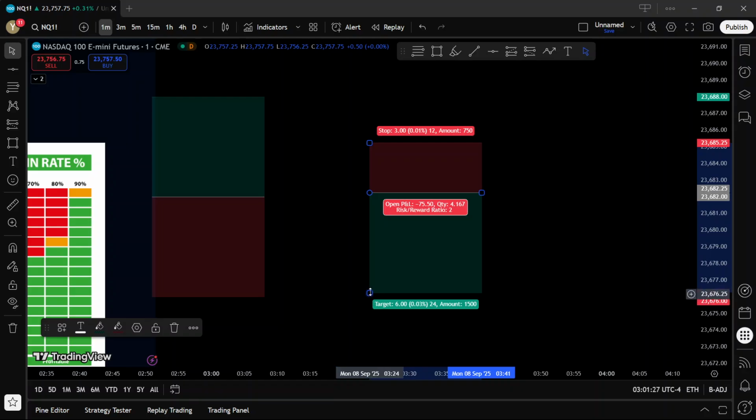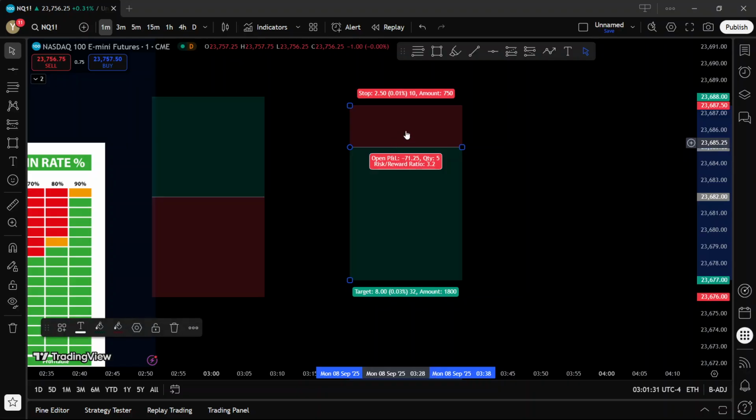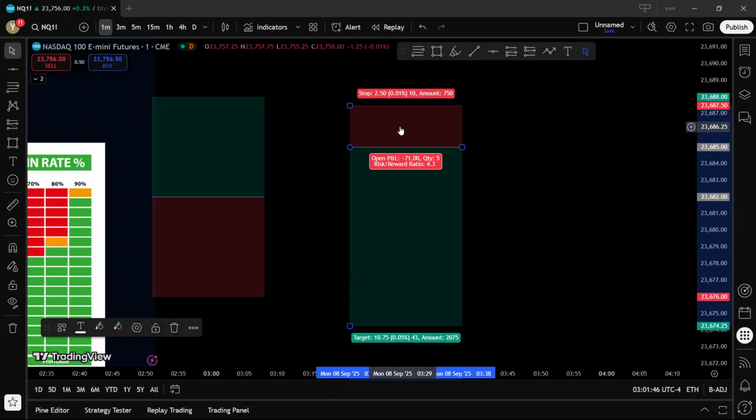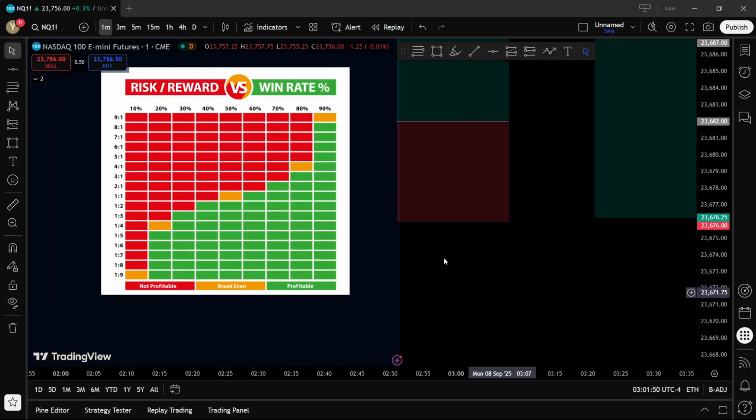And you can just keep on dragging it, and you realize for every 2.5 points I'm risking, I'm making 8 points. So for every 1 point, I'm making 3.2 points, or 3 points. This would be a 1 to 3 risk to reward. And you just drag it off. Now we have a 1 to 4 risk to reward. So that's what a risk to reward is. As you can see, 1 to 9, 1 to 8, 1 to 7, 1 to 6.